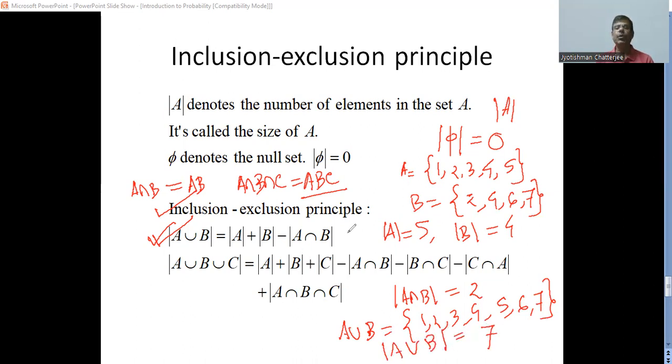Now let's see whether this thing is holding or not. The left hand side is equal to 7. How about the right hand side? Right hand side is RHS equal to 5 plus 4 minus 2. So again 7. So left hand side is same as right hand side. That's what this rule tells you. There is a similar rule when there are 3 sets or 4 sets or 5 sets. Let's discuss the 3 sets one.